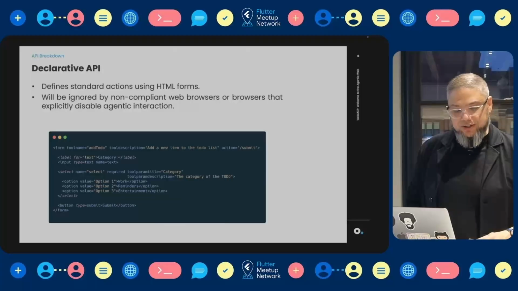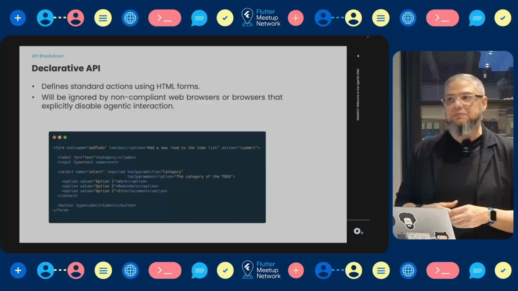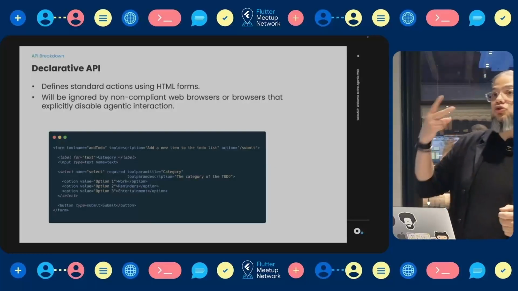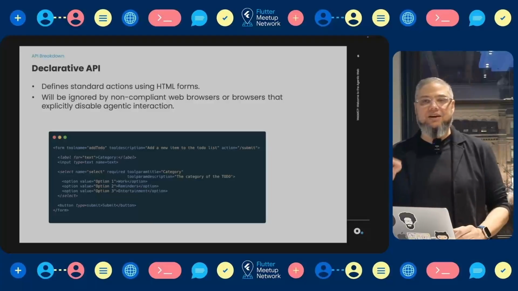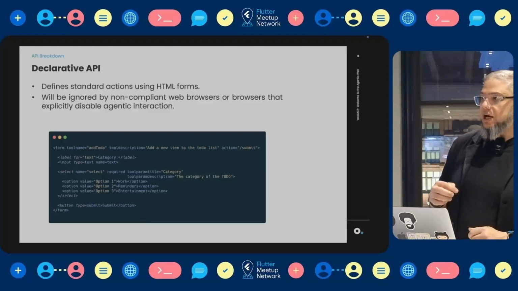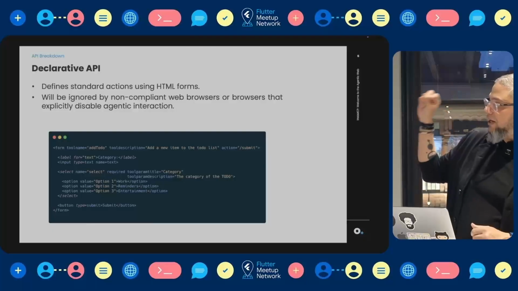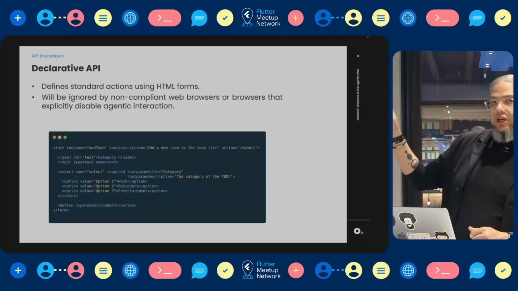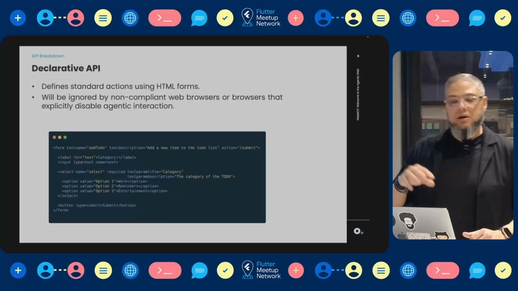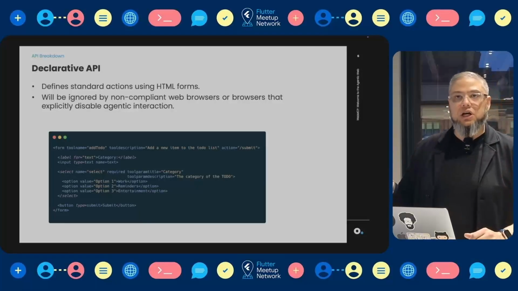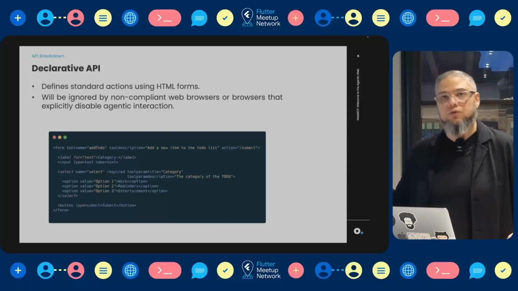So what are the APIs that WebMCP exposes? It exposes two distinct APIs. One of them is a declarative API. The declarative API allows you to define the tools and the actions that your WebMCP will be able to perform by using simple annotations on HTML forms, right?